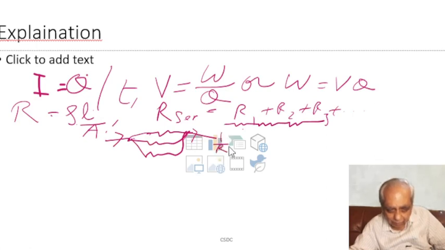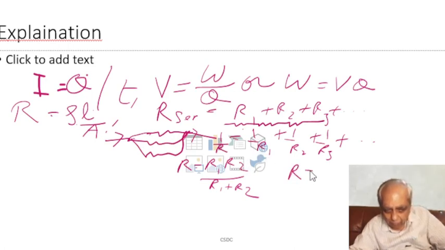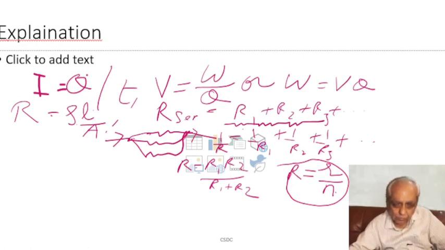For parallel, we get 1 upon R equal to 1 upon R1 plus 1 upon R2 plus 1 upon R3 and so on. In case there are two, then R is equal to R1 R2 upon R1 plus R2. And in case all are of the same value small r, then 1 upon R would be n upon r, so R would be equal to r upon n. That is, if each has resistance r, divide by the number of resistances to get R, in case all are the same in parallel. So these are the formulas we did for resistances.